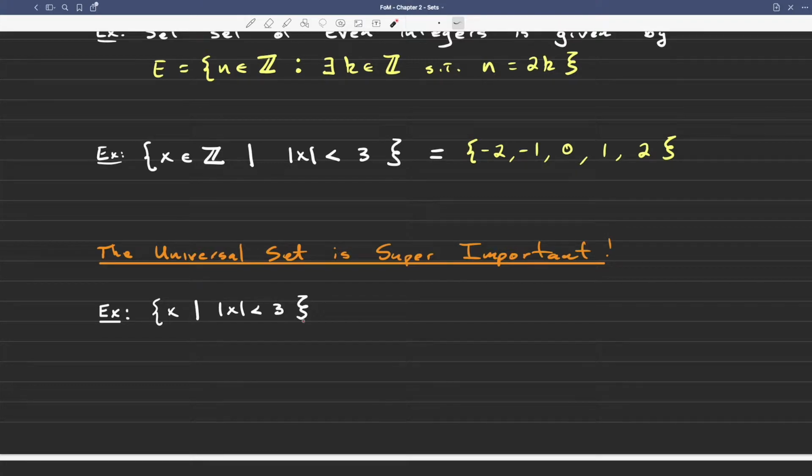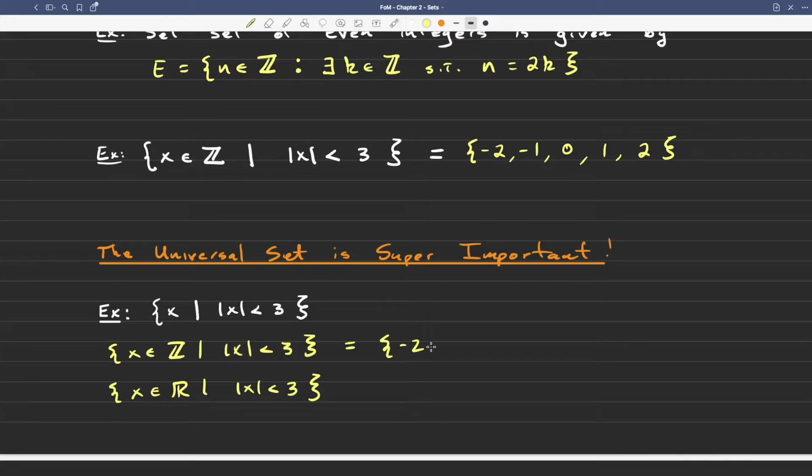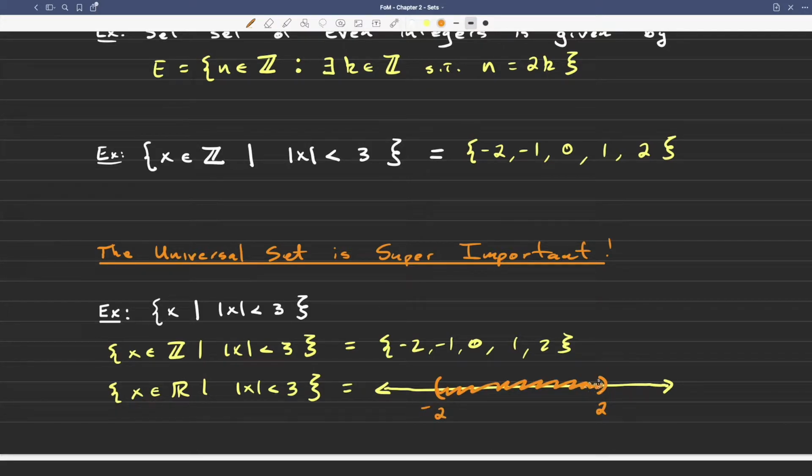So, for example, if you would compare the set of x in the integers where the absolute value of x is less than 3, and you would look at the set of x's in the reals such that the absolute value of x is less than 3, you get two completely different sets. The first one we did previously, that was -2, -1, 0, 1, 2. But if x is in the reals instead of just the integers, what you end up with is this open interval on the real number line from -2 to 2, I'm sorry, -3 to 3.